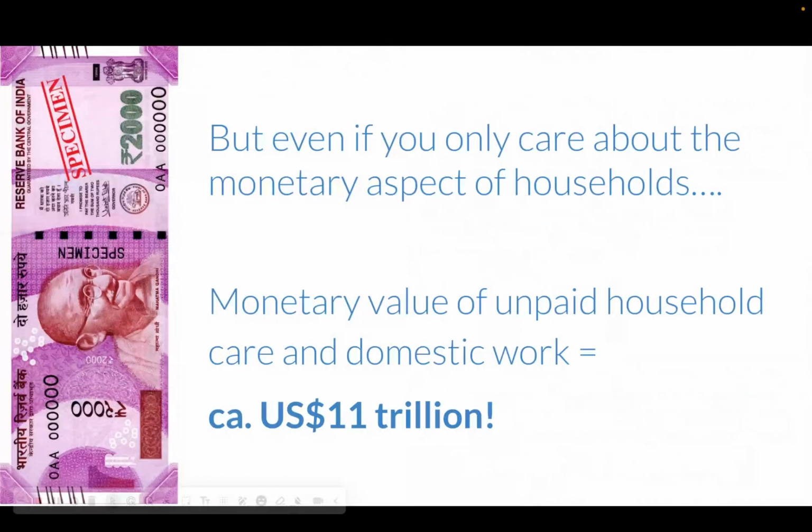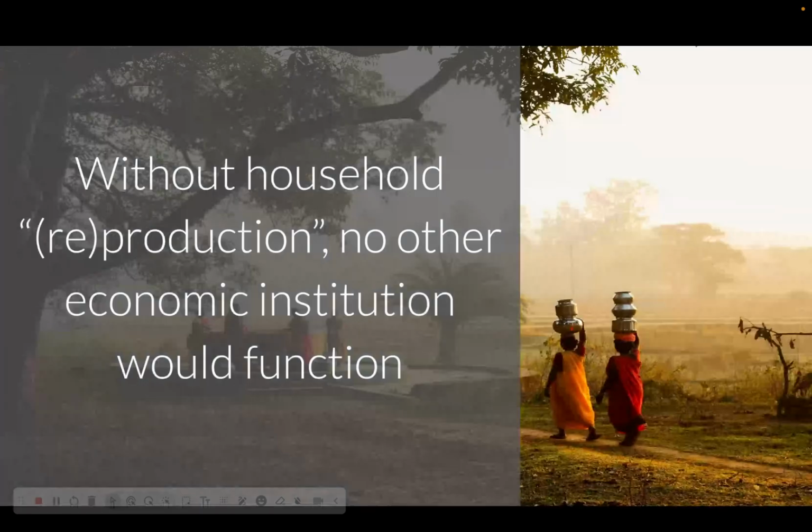But even if you only care about the monetary aspects of households, beyond human well-being, the monetary value of unpaid household care and domestic work is about 11 trillion US dollars equivalent per year. It's so important to the entire functioning of all the rest of the economy that we can clearly say that without household production, or reproduction as it's called in academia, no other economic institution would function. It's a critical core component of the economy.